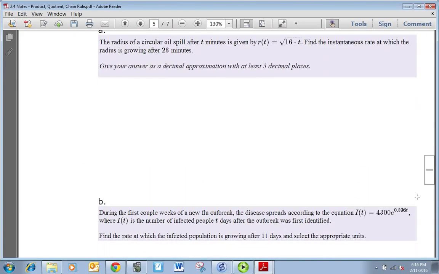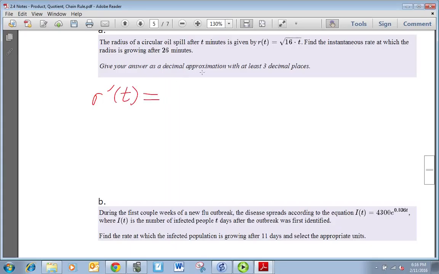Alright, some applications of this. The radius of a circular oil spill after t minutes is given by r of t equals the square root of 16t. Find the instantaneous rate at which the radius is growing after 26 minutes. So what we need is r prime of t.